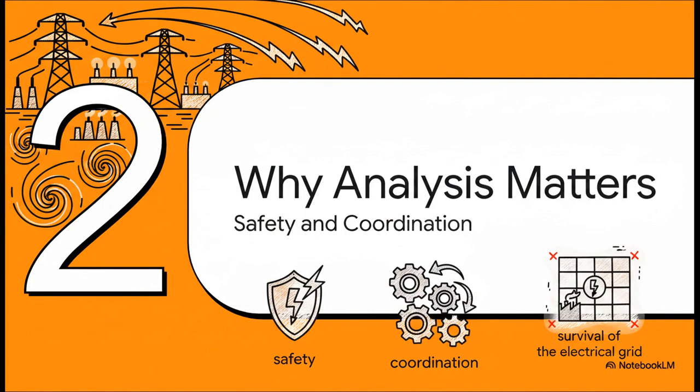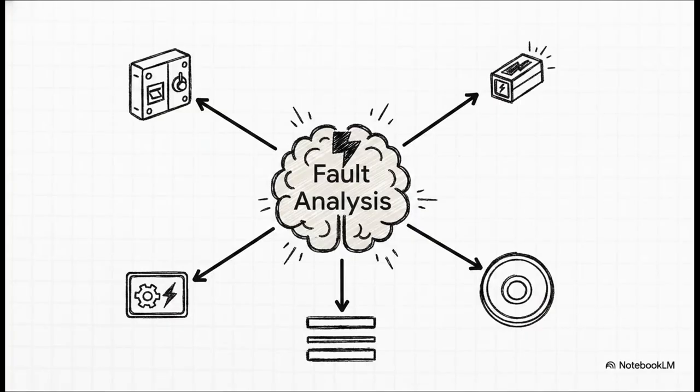Okay, so these currents are huge. We get it. But why is it so incredibly important for engineers to be able to calculate exactly how big they'll be? Well, the answer really boils down to three things: safety, coordination, and the simple survival of the electrical grid itself. You see, fault current analysis is really the foundation of all electrical safety design. It tells us what kind of specs we need for pretty much every piece of protective gear.